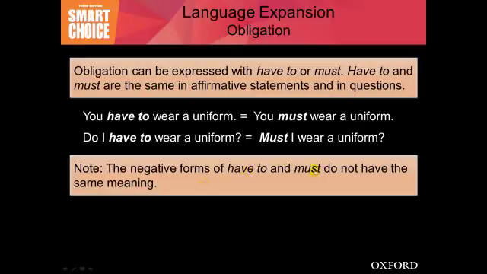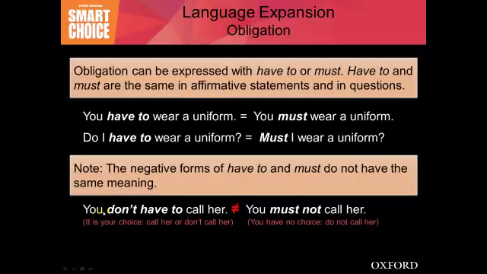Negative forms of have to and must do not have the same meaning. You don't have to call her. You must not call her. In this one, you don't need to. It's your choice. You can call her or you don't have to call her. You have a choice in this situation.